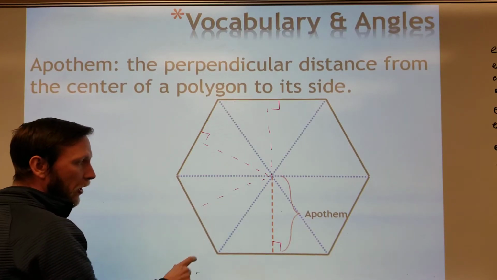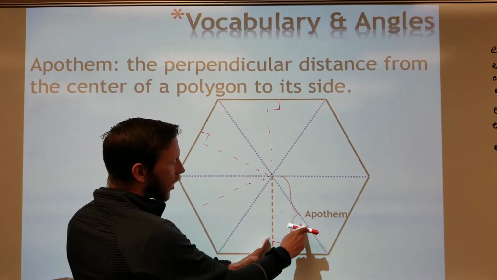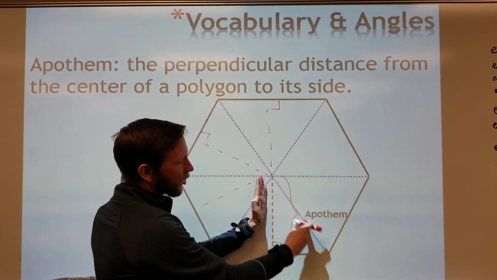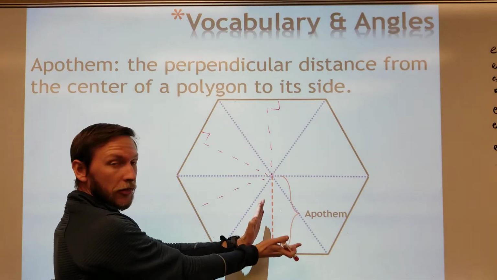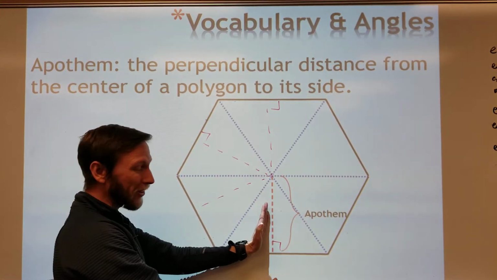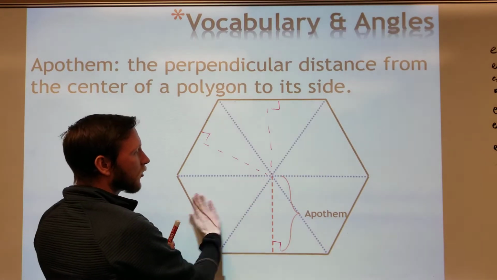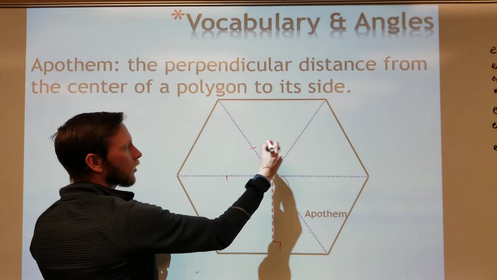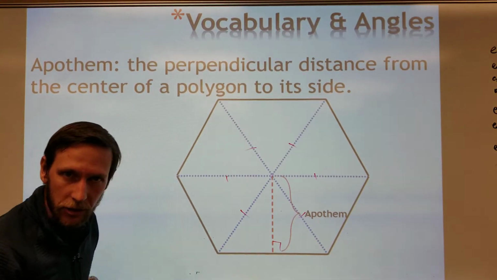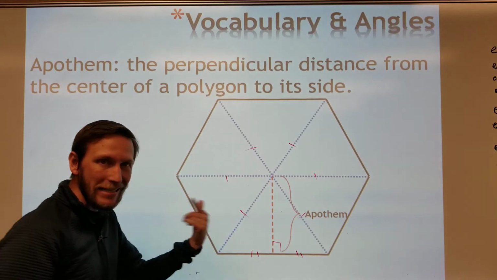So the apothem is smaller than the radius. Now how do we know that? The apothem is smaller than the radius because the radius in this situation is the hypotenuse of our right triangle. The legs of our right triangle are the apothem, and then half of our side. Here's an interesting thing. Remember, these radii are all congruent, so these triangles are isosceles. And when I draw on that apothem, it is the perpendicular bisector of the base.